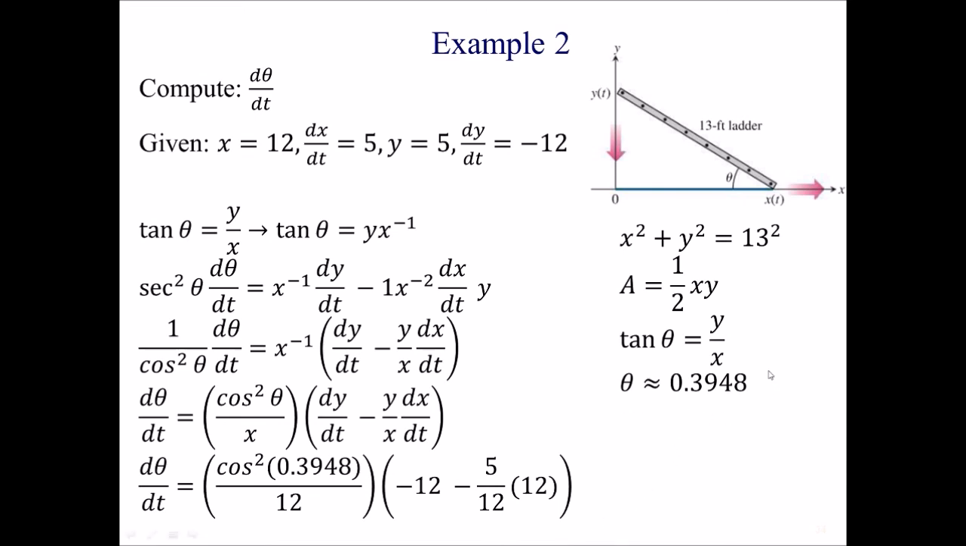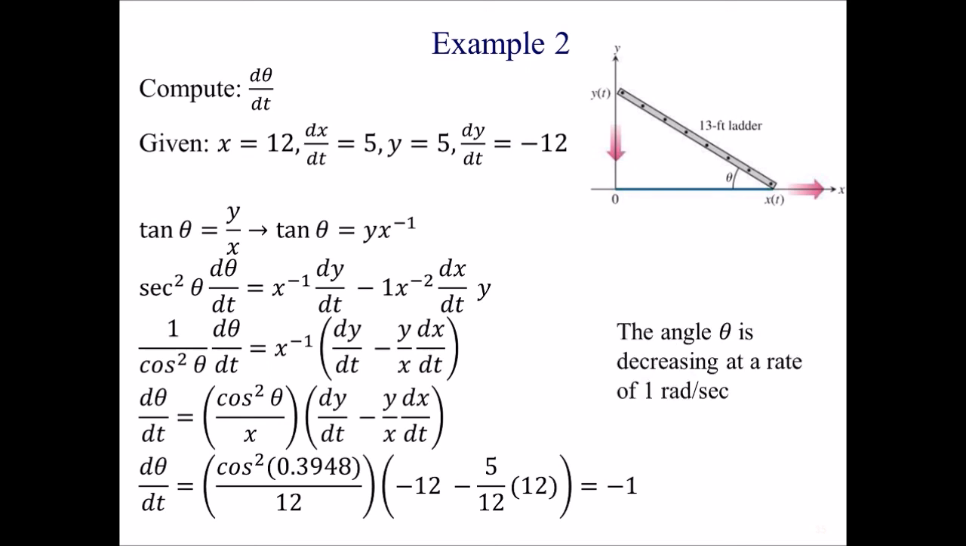Now, I forgot to mention this. This value for theta, you probably want to store as one of your values, either a or x or whatever you choose, so you can use that in this expression of d theta dt. Okay, if you type in cosine squared of 0.3948, you will get a number very close to the answer, but it will be slightly off due to rounding errors. Now, if you plug it in correctly, you should get a value of -1. That means that the angle theta is decreasing at a rate of 1 radian per second at that moment in time.